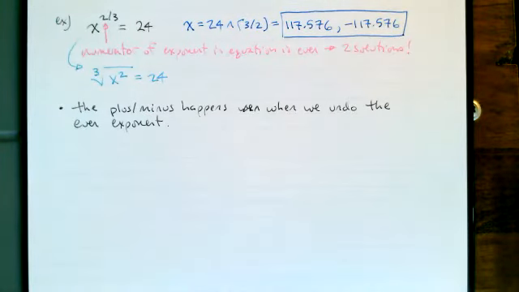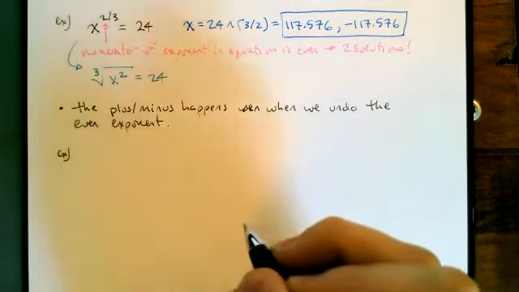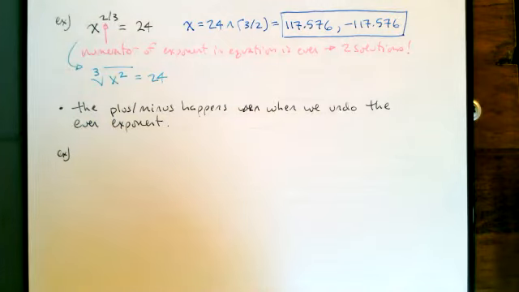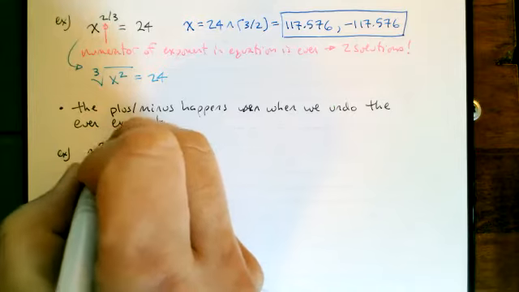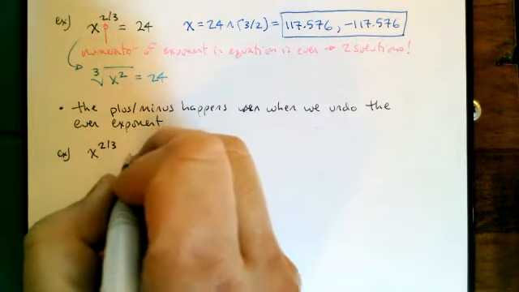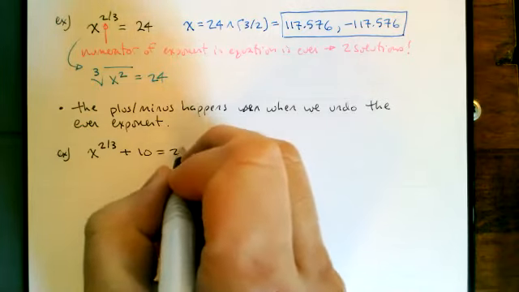So we split to two solutions when we undo the even exponent, which may mean that we have to do any additional operations to both of the solutions. So this requires that we read the equation to find out when this happens. So if I write the equation x to the 2/3 plus 10 is equal to 24.